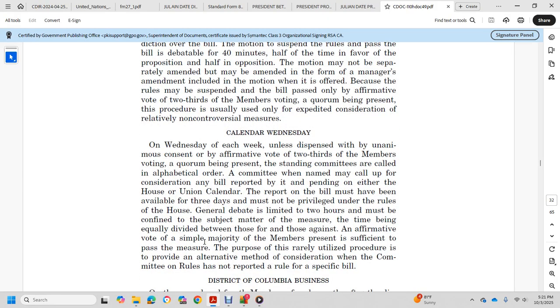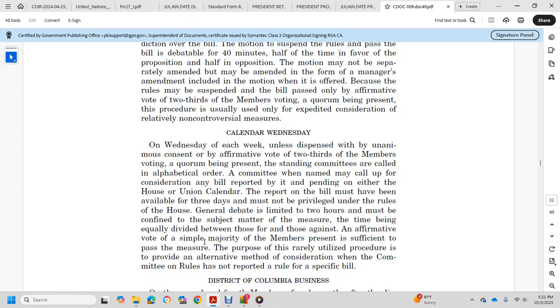Calendar Wednesday: each week, unless dispensed with by unanimous consent or by the affirmative vote of two-thirds of the members voting, a quorum being present, the standing committees are called in alphabetical order by name and may call up for consideration a bill reported by the committee and pending on either calendar of the House, if the report of the bill has been available for 3 days.